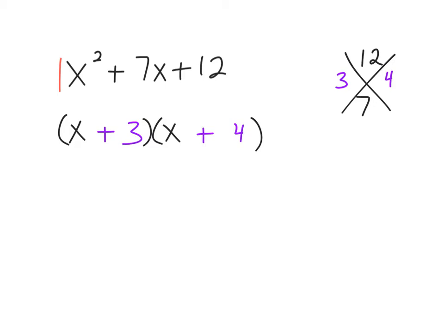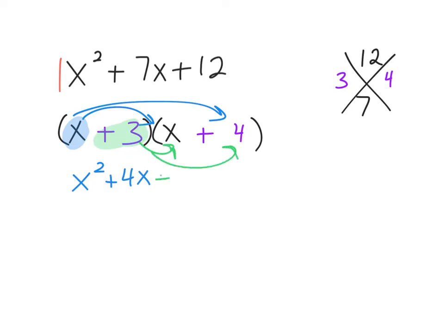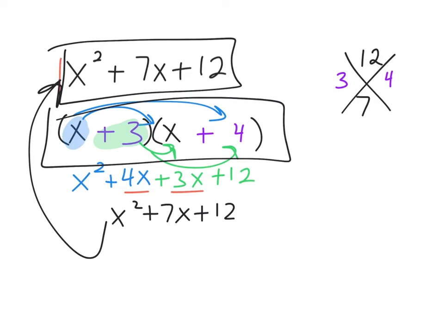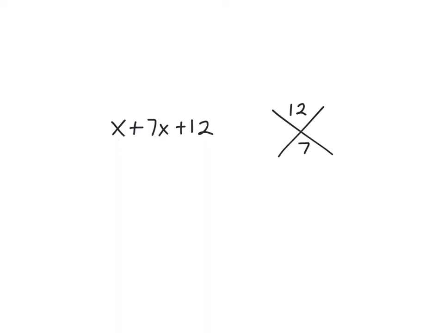If you wanted to double check, all you have to do is double distribute, or FOIL it back out. So x times x is x squared, x times 4 is 4x, and then I distribute this positive 3 to these as well. That's going to be a 3x, and then plus 3 times 4 is 12. Don't forget your like terms there. So we have plus 7x plus 12, and that's exactly where I started. What that means is x squared plus 7x plus 12 is the same as x plus 3 times x plus 4.